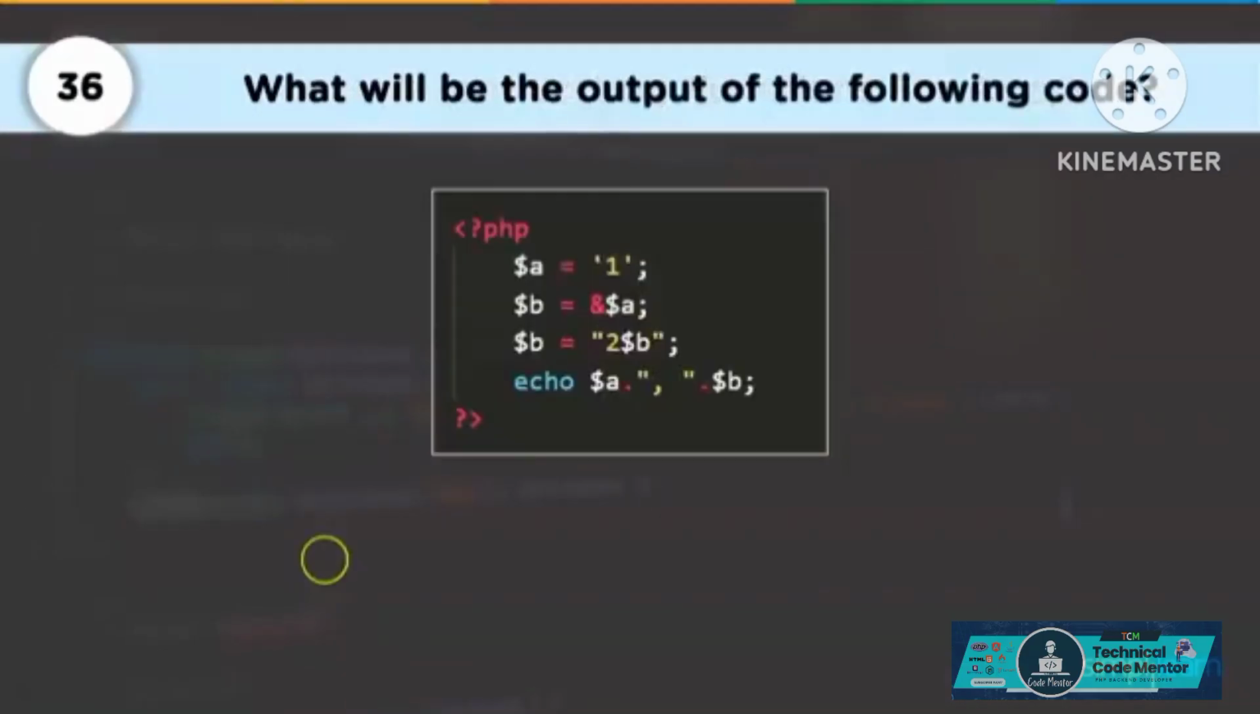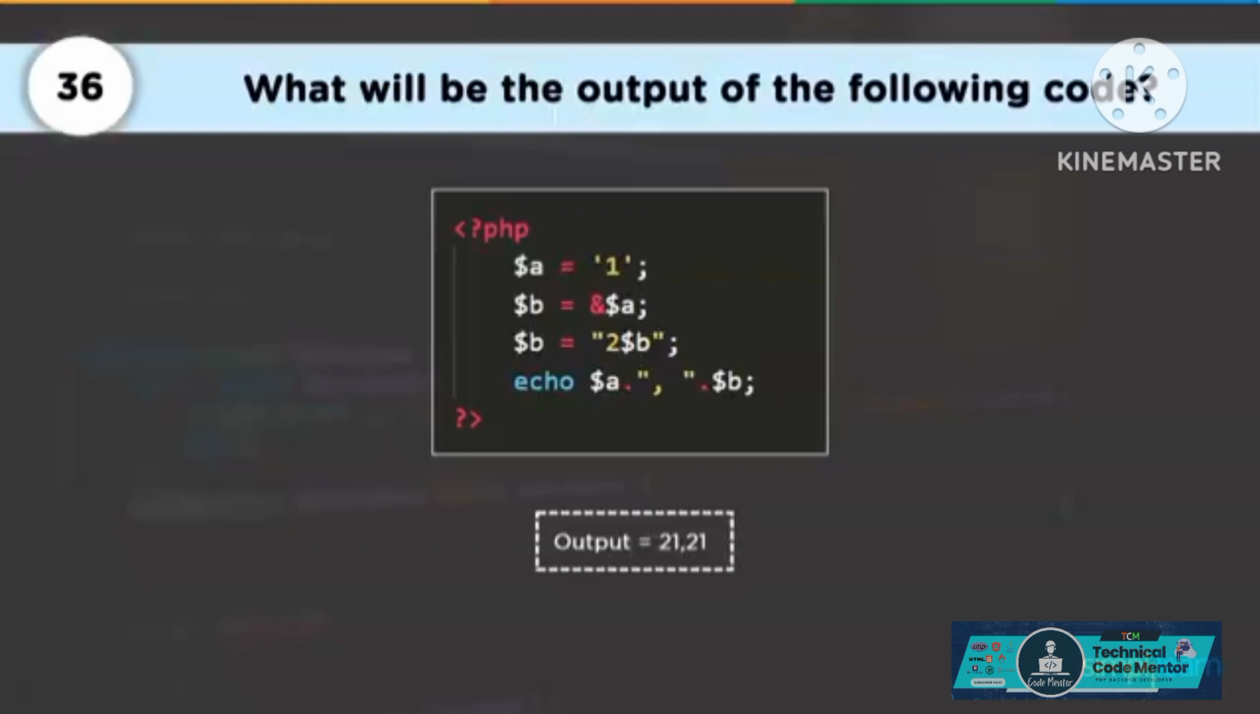Moving on, what will be the output of the following code? Now if this code is given, let me give you some time. Try to pause this video and think of what will be the output of the following code. So the output of this code will be 21, 21 or 21, 21.